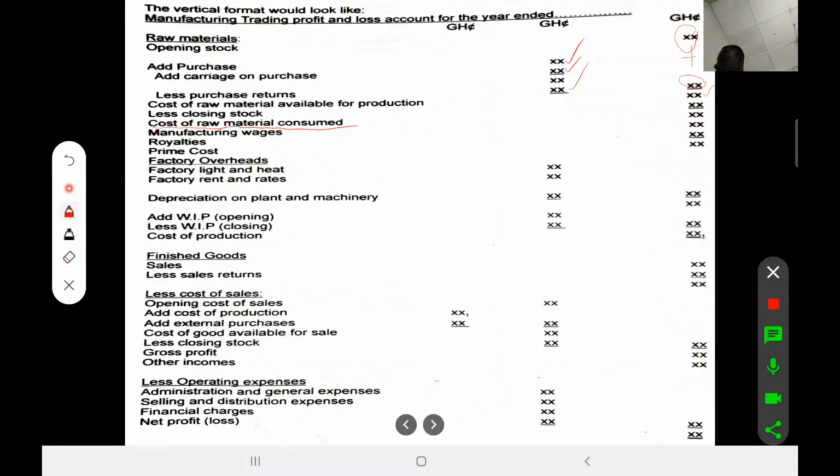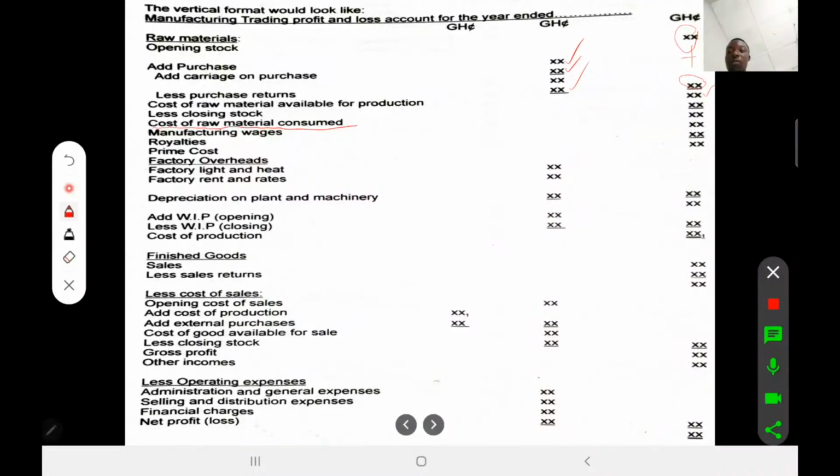So let's take note of that. And then it follows that after getting your cost of raw material consumed, you also add any manufacturing wages or factory wages. That's your direct labor, and then any direct expenses, that's royalty, also add up. That will result in your prime cost.